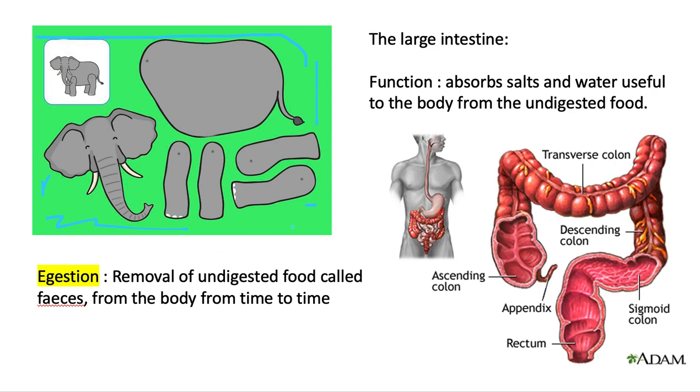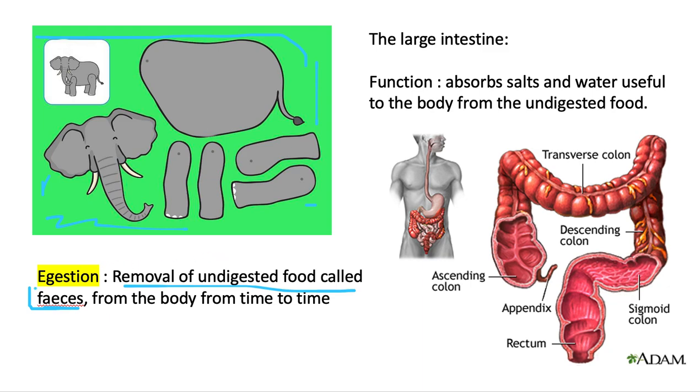Why is it called undigested? Because it does not have any nutrients that the body could use. So digestion is the removal of undigested food, which is called feces or fecal matter, from the body from time to time. So usually every morning, people use the washroom, and sometimes they are not just passing out urine. They also pass out solid stuff, and this solid stuff is nothing but feces.